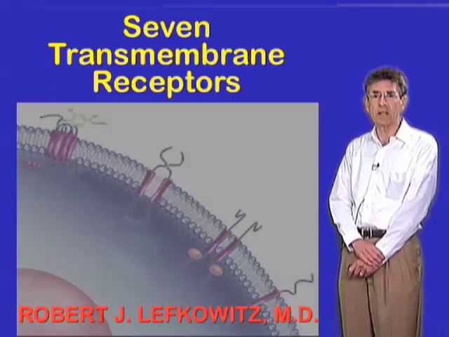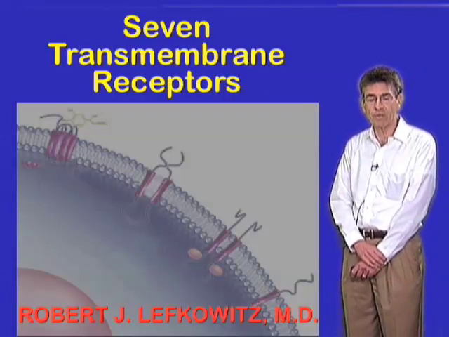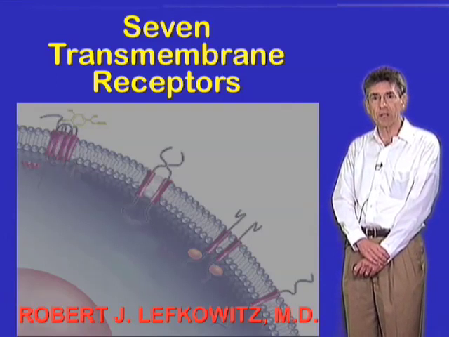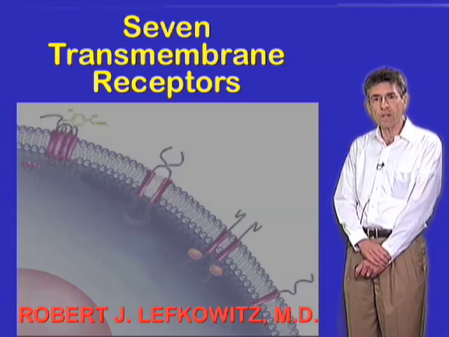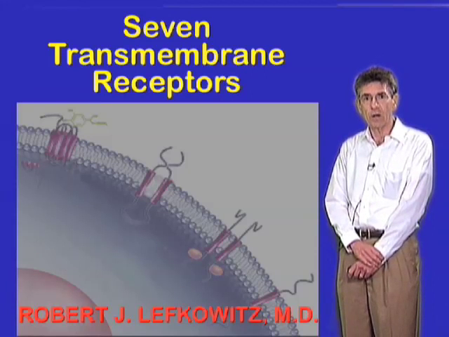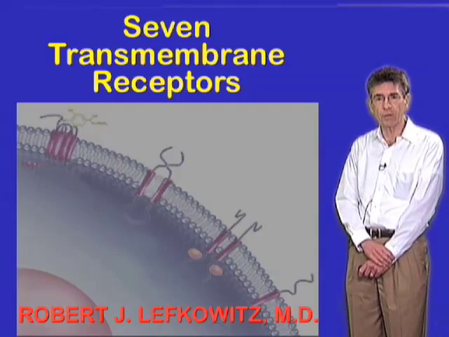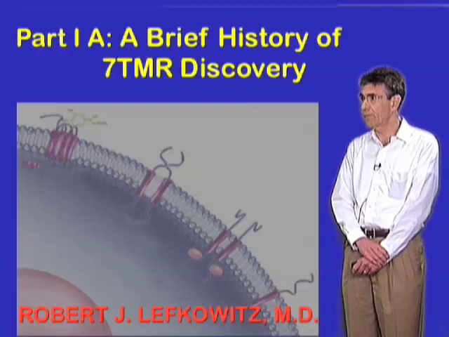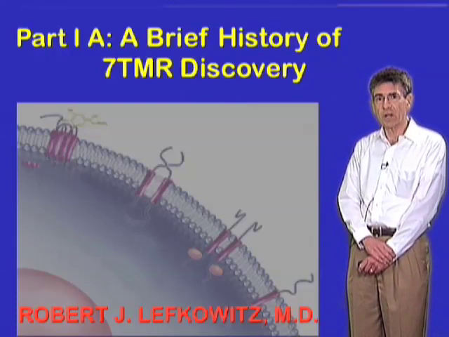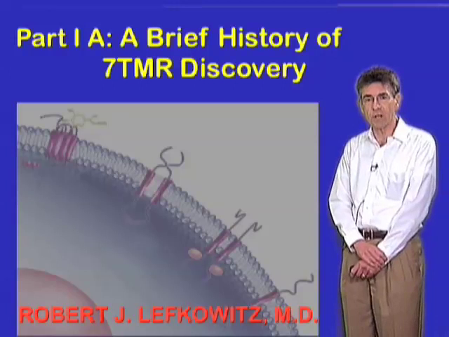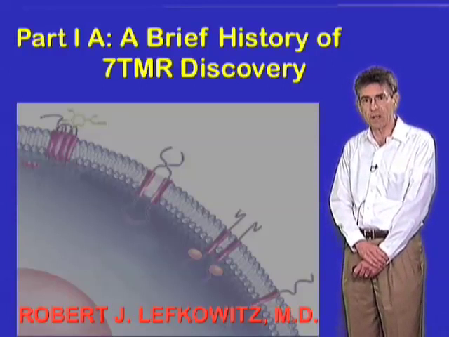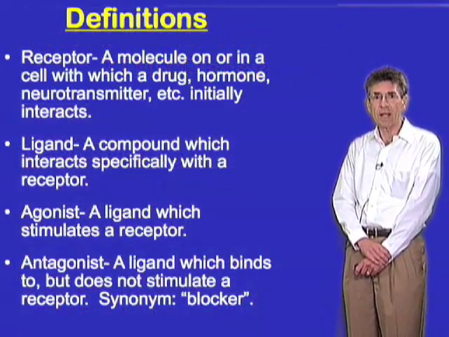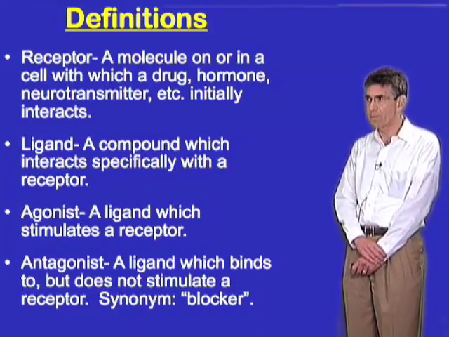Moreover, I'll tell you in that second lecture about how this new information can be harnessed to develop entirely new classes of pharmacological agents. The receptors that I'll be talking about today are known as the 7 transmembrane receptors, also known as G-protein coupled receptors. In this first lecture, I'm going to review some of the history of how we have come to understand this remarkable family of plasma membrane receptors. Let me begin, though, with a few definitions.